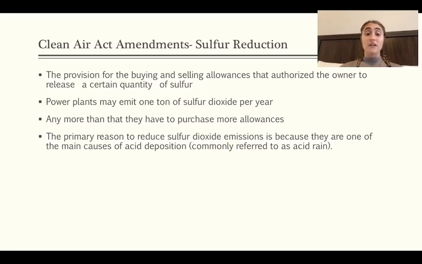Specifically, each company can release about 1 ton of sulfur dioxide per year. And if that company were to release more than 1 ton of sulfur dioxide per year, they would then have to pay for it. However, if a company is going to go over their allowance, and they know they're going to go over their allowance, they can purchase more allowances, but they're very, very costly. The reason we're trying to decrease our sulfur emissions is because this is one of the main causes of acid deposition, right? So we want to decrease the amount of sulfur that's present.